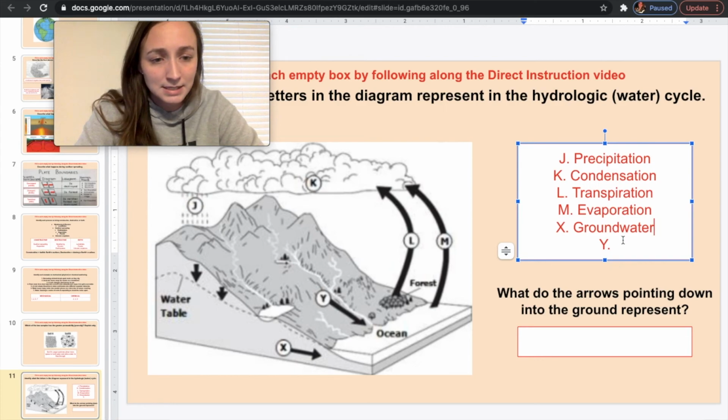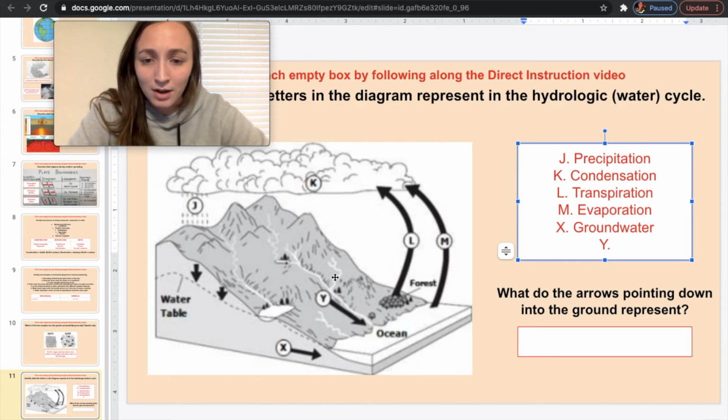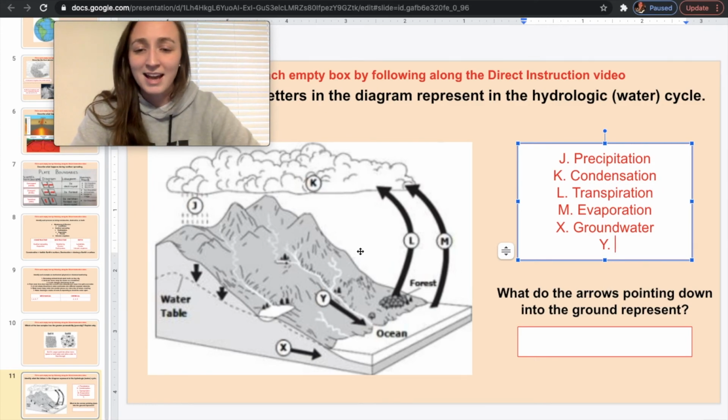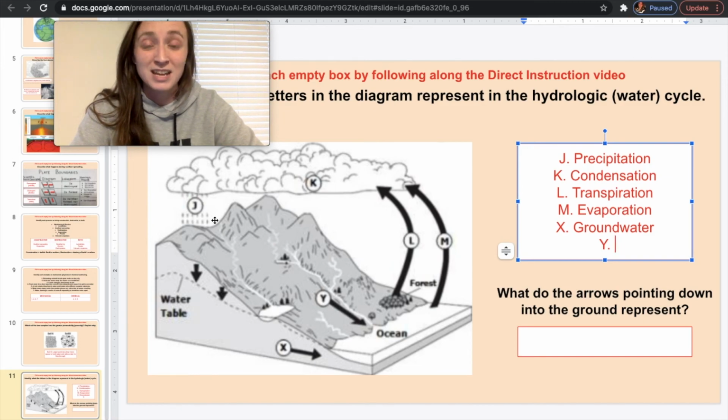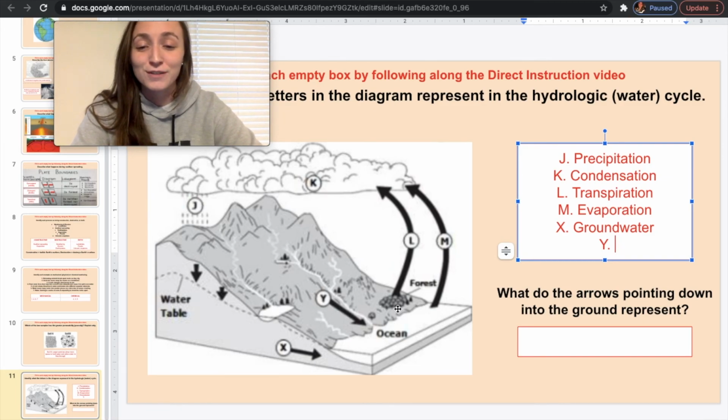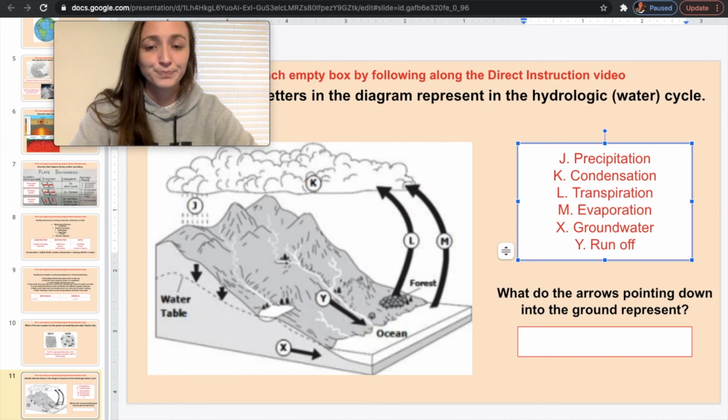Last but not least, if you look at Y here, again, this one's kind of hard to see on this picture, but we've got a lot of extra precipitation that is flowing over the surface of the earth, and it looks like it's going back into a big body of water, but it's not typically going to be there. So any extra water that came from precipitation that's running over, hint, hint, running over the surface of the earth, that is going to be your runoff.